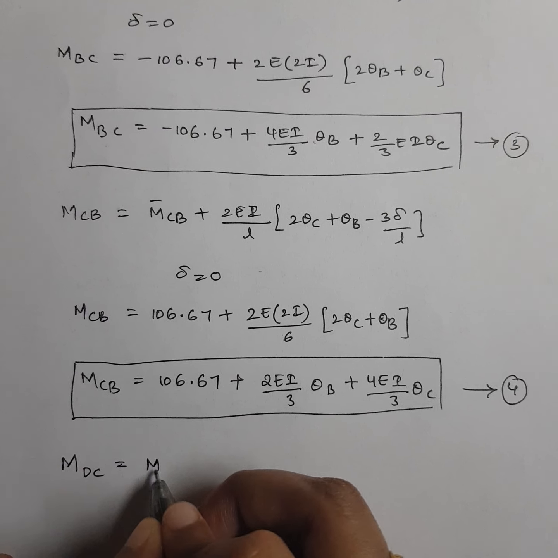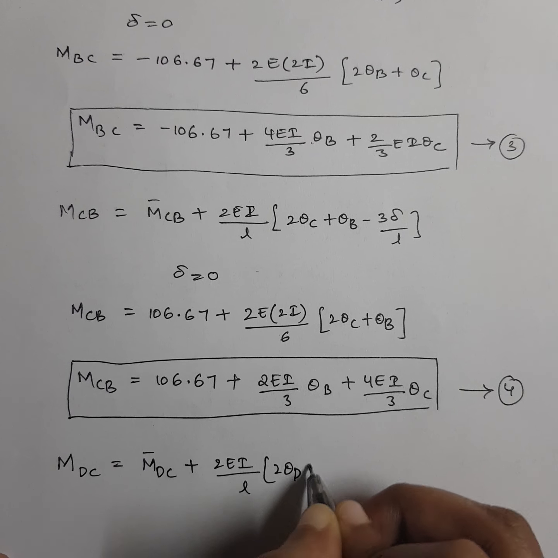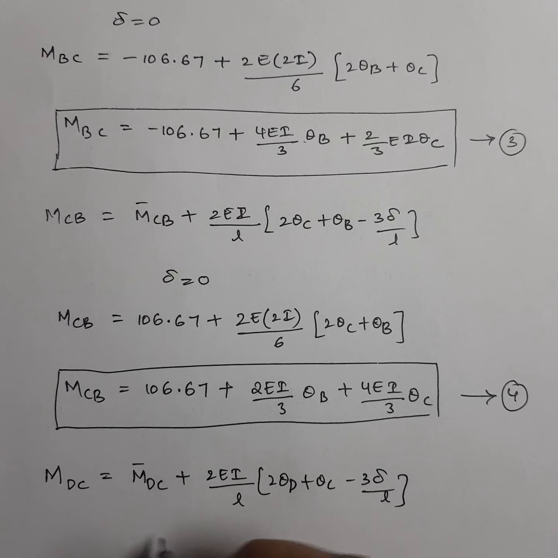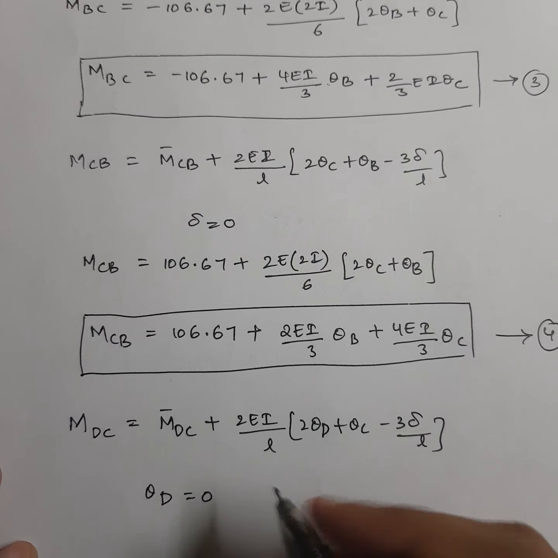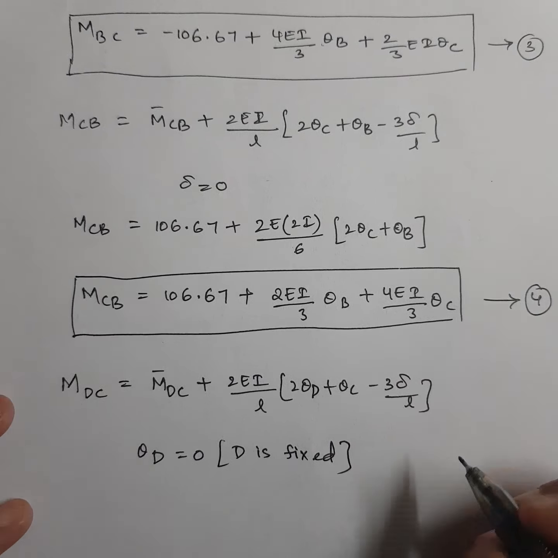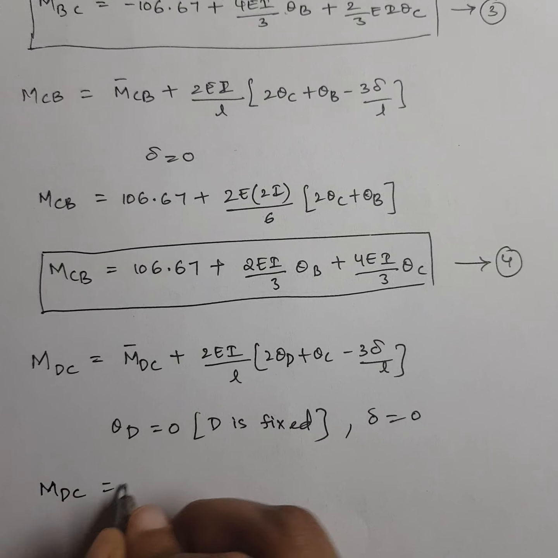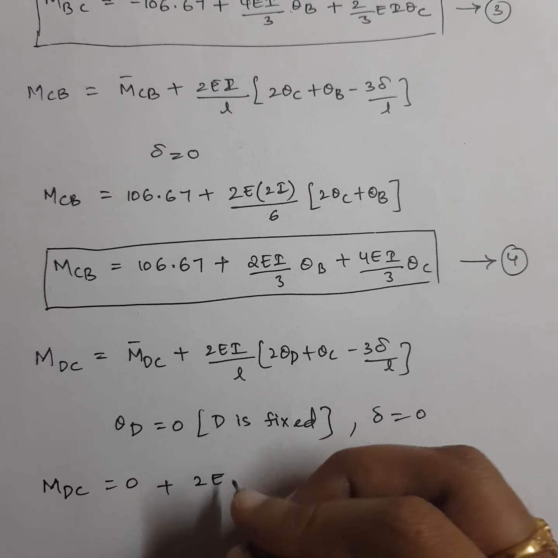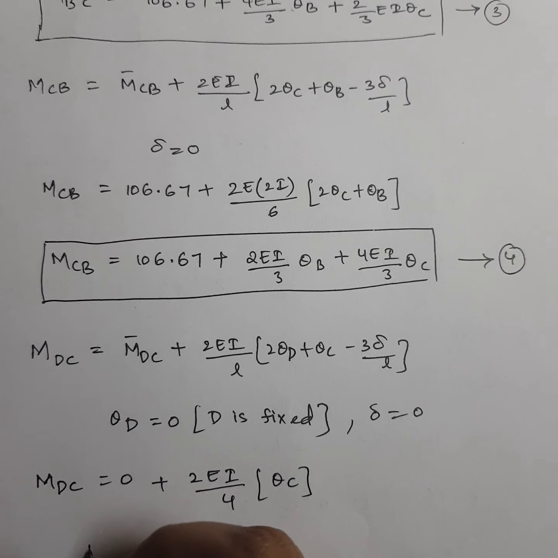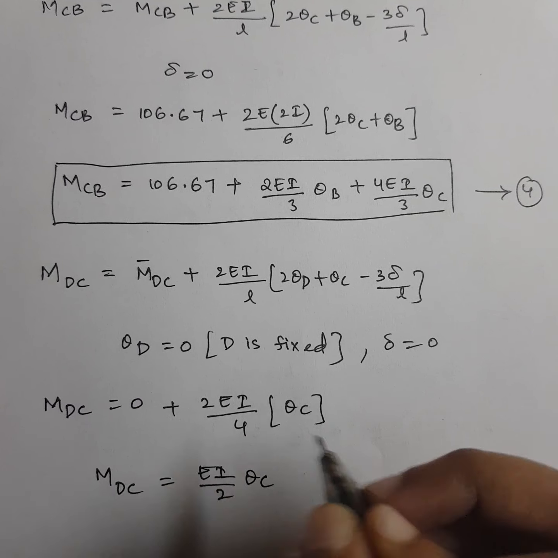So this is equal to M bar DC plus 2EI by L into (2 theta D plus theta C minus 3 delta by L). So here theta D is 0, since D is fixed, and since it's a non-sway portal frame, again delta is 0. So MDC is equal to 0 plus 2E into I is the same, I by 4 into theta C. Okay, so what will be MDC now? MDC will be equal to directly EI by 2 theta C.